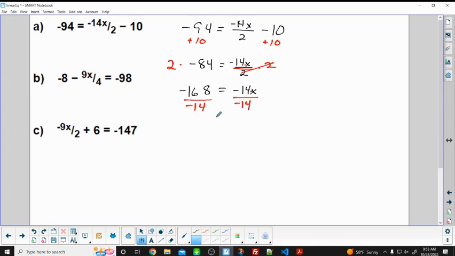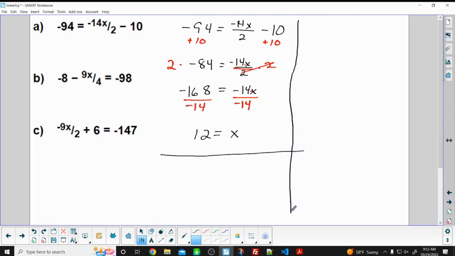And so we have negative 168. I'm going to put this in my calculator. Negative 168 divided by negative 14. That comes out to be 12. And we have x just left over on that side. And I'm just going to leave it like that. I know in other videos I switched it around, but I may need the room down here for this next problem. So I'm going to write a little bit smaller.